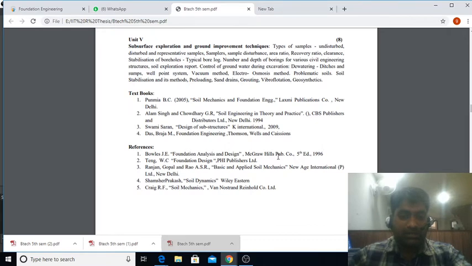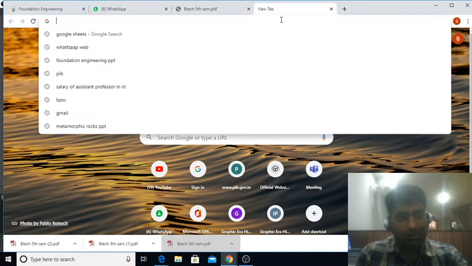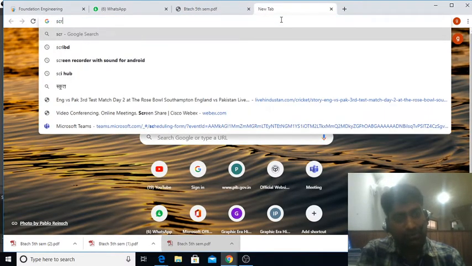Soil Dynamics by Dr. Shamsher Prakash by Wiley Eastern, and R.F. Craig, Soil Mechanics by Van Nostrand Reinhold Company Limited. So these are some reference books and textbooks. I am sharing some sites where you will get the book. You can easily get this book on Scribd app.